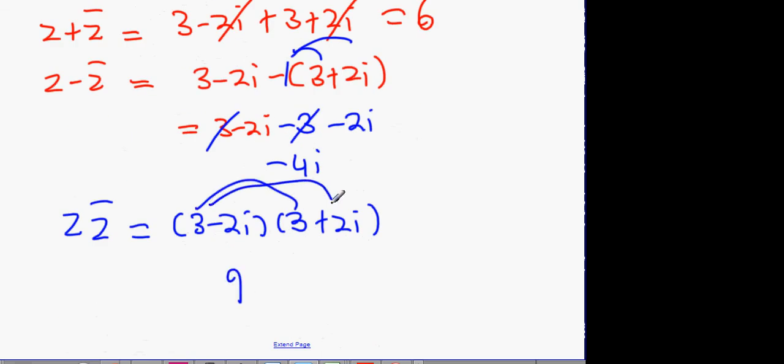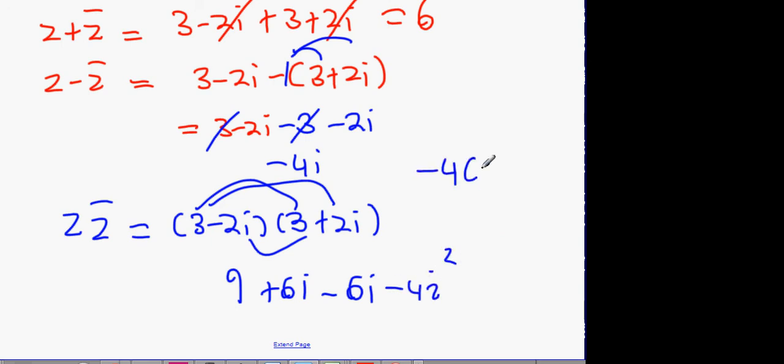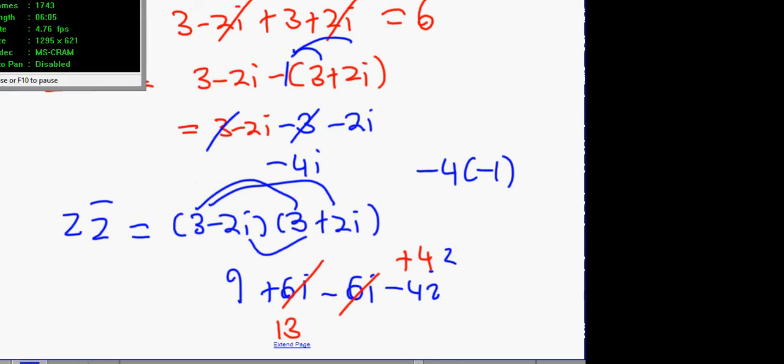3 by 3, 9. 3 by 2i is 6i. 3 by minus 2i is minus 6i. Minus 2i by plus 2i is minus 4i squared. We know that minus 4i squared is minus 4 times minus 1, which turns into plus 4. 9 plus 4, 13. 6i minus 6i, 0. The answer there is 13. Any questions so far? Any questions?